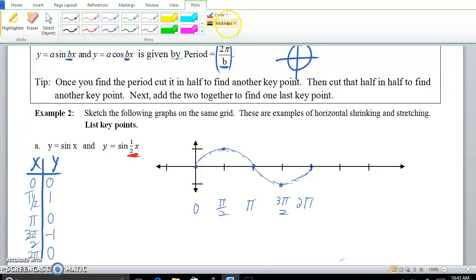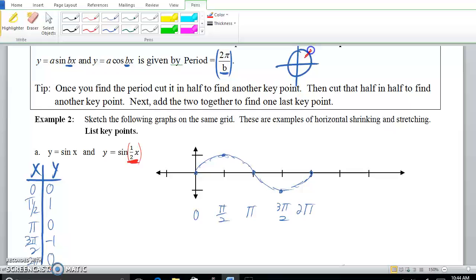Well, what's going to happen is if you plug in pi over 2, it really is going to be evaluating sine at pi over 4. And pi over 4 on the unit circle would actually be right here, right? And so the whole idea is we want to get it at points that are really nice: 0, 1, 0, -1, back to 0. We don't want to get these decimals here, okay?